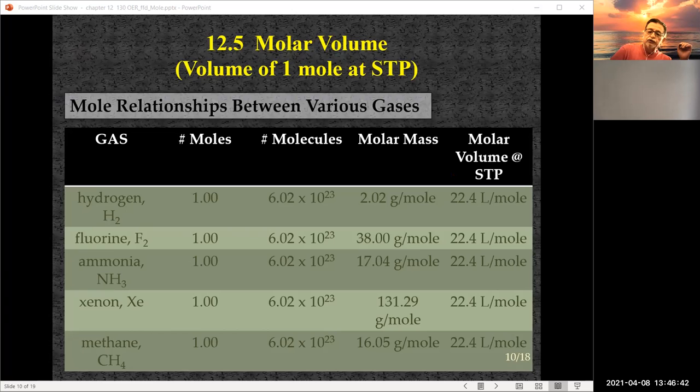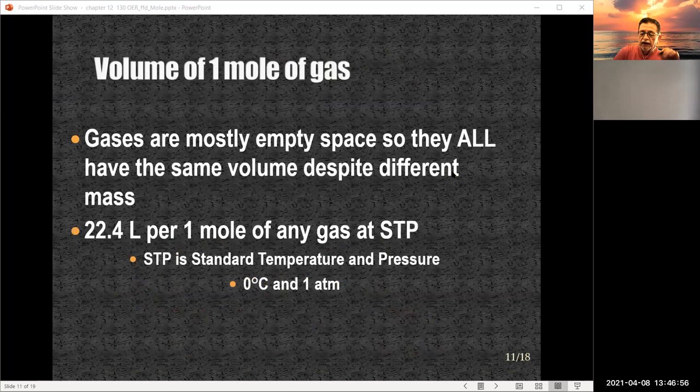Now, when we get to gases, here's the thing about this. This only applies to certain conditions, okay? And we call those conditions STP. STP represents 0 degrees Celsius and 1 atmosphere. We are here at approximately 1 atmosphere. If we start going up in the air, there's less mass up there, so there's less atmosphere, so there's not as much pressure.